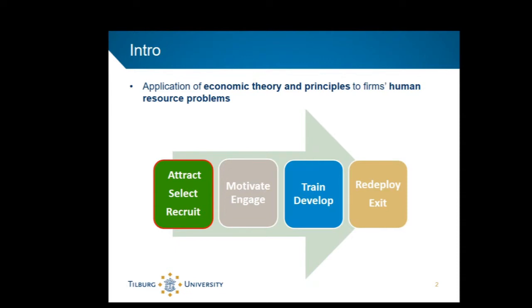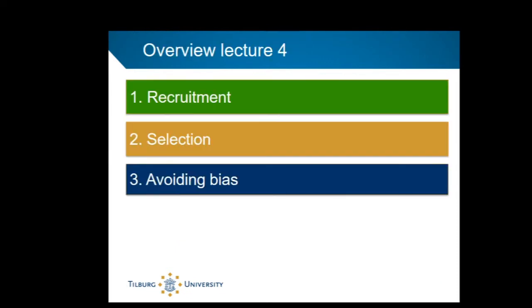So today we're going to be talking about economics of recruitment, so the attraction of talented employees, about selection, so how to make a choice out of the applicant pool, but also on how we can avoid bias, so how to avoid discrimination. Because of course there's an ethical dimension involved in recruitment and selection as well.